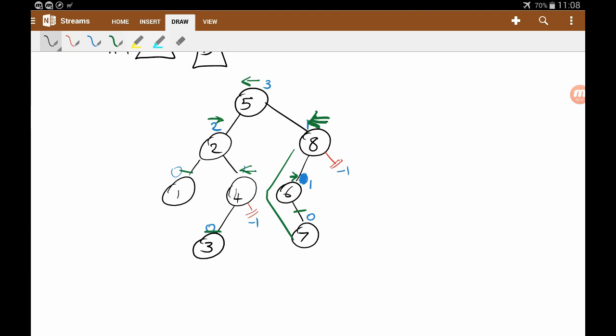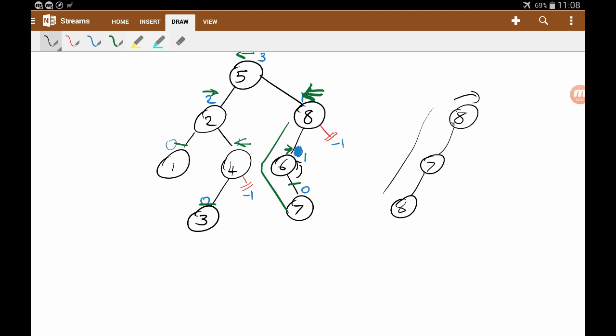The first thing we do is to make it into a straight line. So we see 8 stays exactly where it is, and we then do a left rotation on 6, which means that 7 gets pulled up, and 6 goes down to the left. So in this case, we've now got the straight line, and we know then that we can fix the straight line by doing a right rotation around 8. So here we did a left rotation around 6, we now do a right rotation around 8. And so that will take us, so 8 goes down to the right, 7 gets pulled up as the root, and 6 is still less than 7. So that's what the new tree looks like.